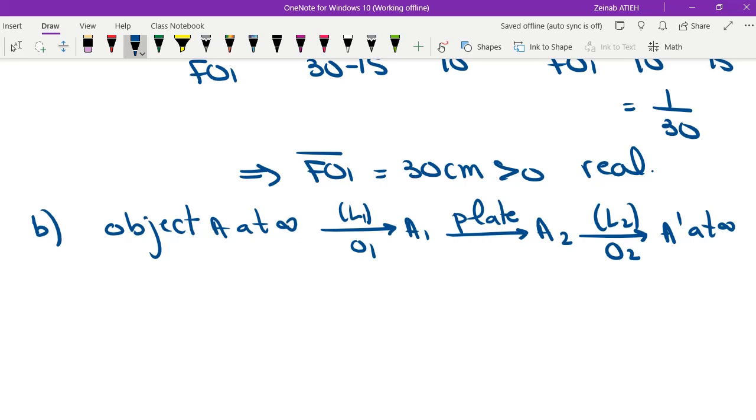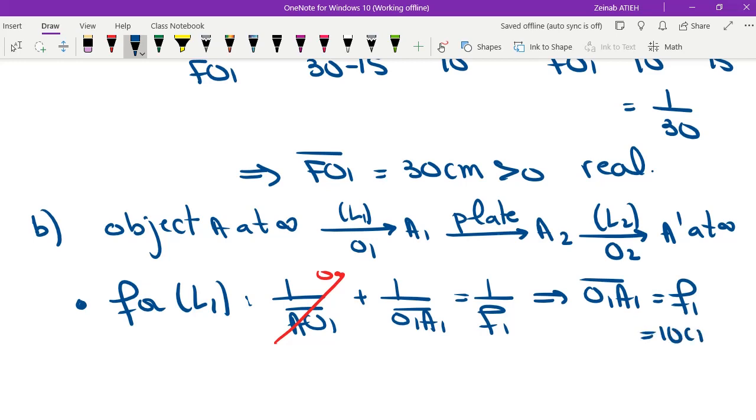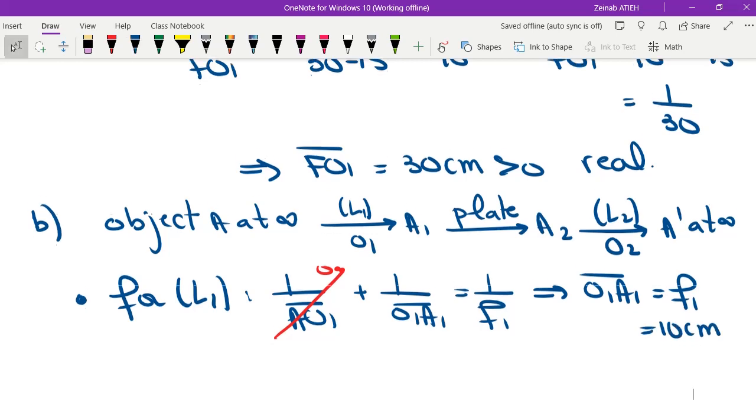This is the plan. So for L1, the first lens, 1 over AO1 plus 1 over O1A1 equals 1 over F1. We said A is at infinity, so this term will be 0, which implies O1A1 equals F1 equals 10 centimeter. And so we found the position of A1.